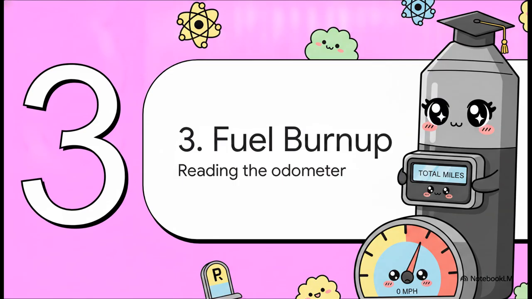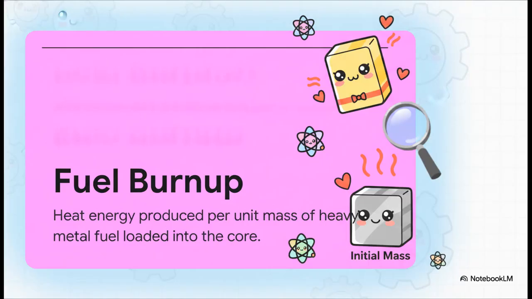All right, section 3, defining fuel burnup. Reading the odometer. Our source material defines our mileage, or fuel burnup, in a very specific way. It's the heat energy produced per unit mass of the heavy metal fuel that was initially loaded into the core. Notice a really key detail there. It's based on what you start with, not just the tiny fraction of mass that physically gets consumed or converted into energy.